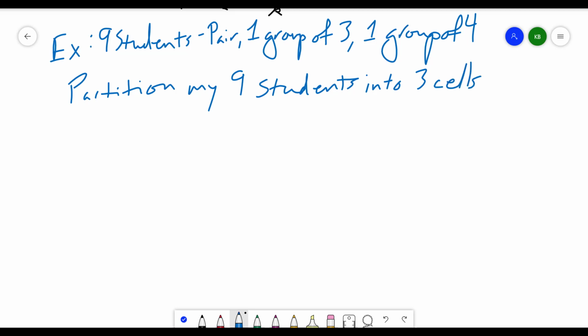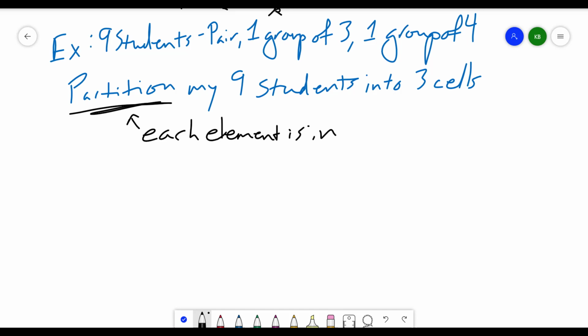Now, when I'm doing this, I clearly don't want any of my students to be in more than one of my groups. And that's whenever we talk about partitions. So each element is in exactly one cell. And I don't really care what order the cells are in. So I don't really care if the pair comes first or the next. It doesn't matter at all to me.